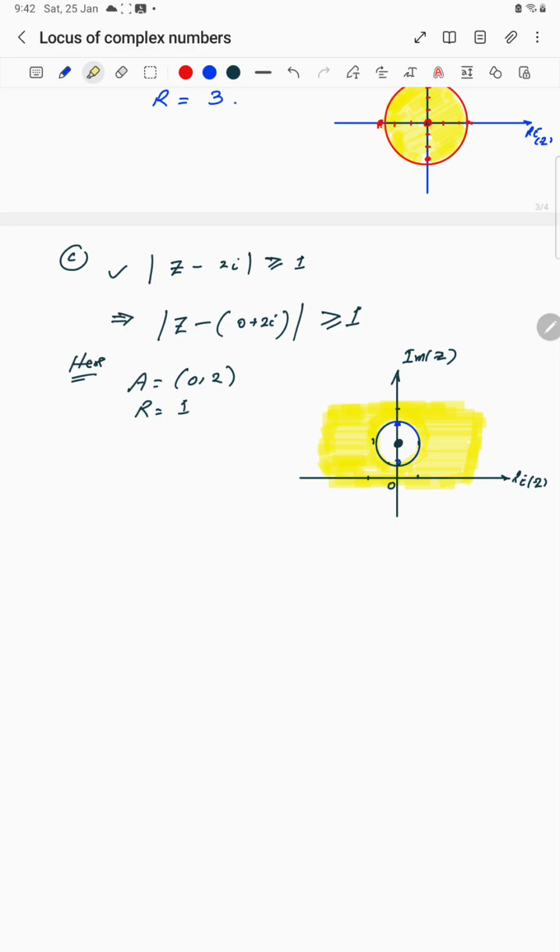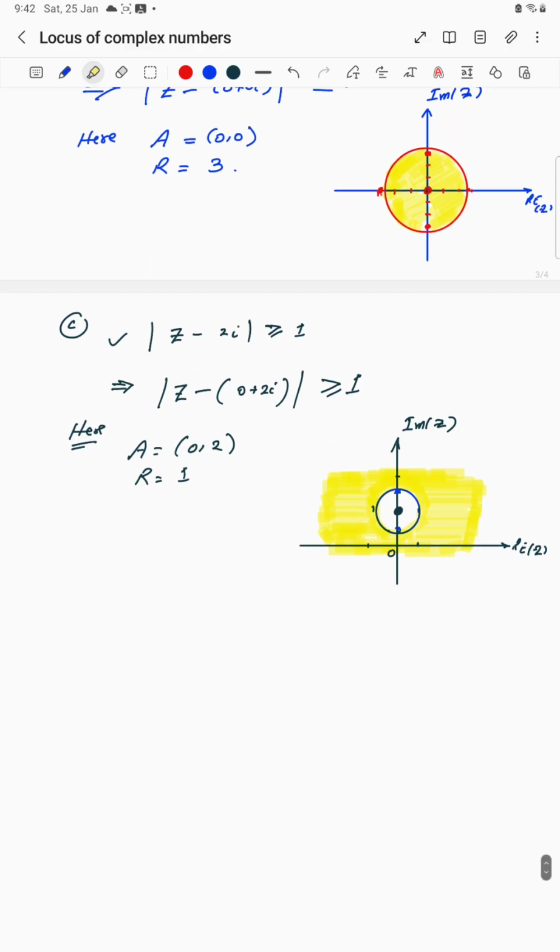Right? We can't go inside because it is the different distance of z from this certain point. The distance from the center is greater than or equal to 1. So from greater than 1, the center radius is 1, so it will be more than. So we will shade the outer part. I hope it is clear.